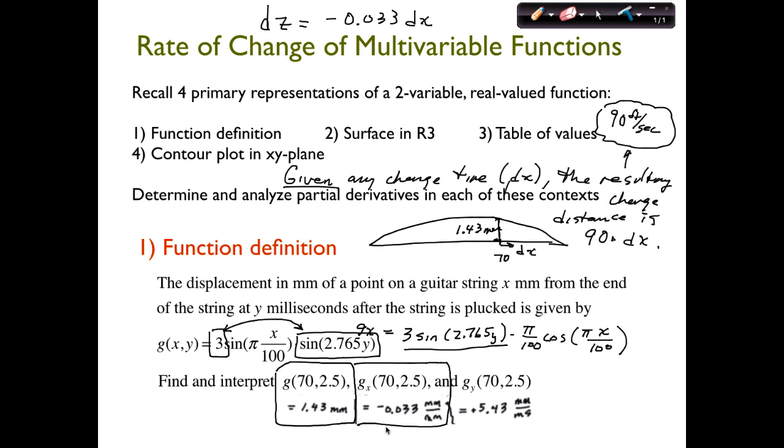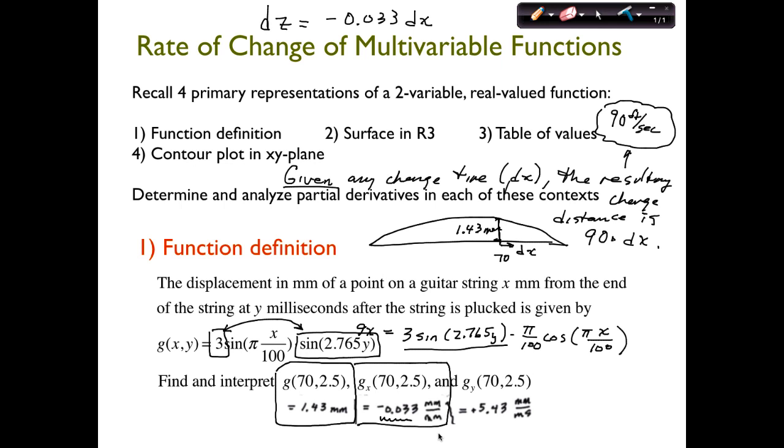What does it mean that it's negative? The picture shows it, right? What does it mean that that rate of change is negative? It's coming back to its original position. Yeah, so the change in displacement being negative means the displacement is decreasing at this point, just like I showed in the picture.